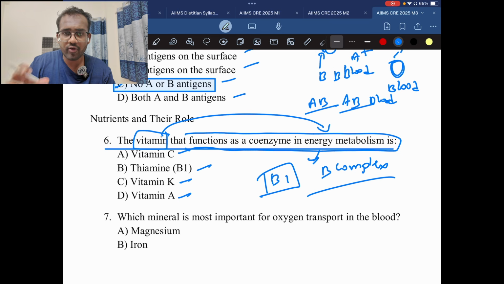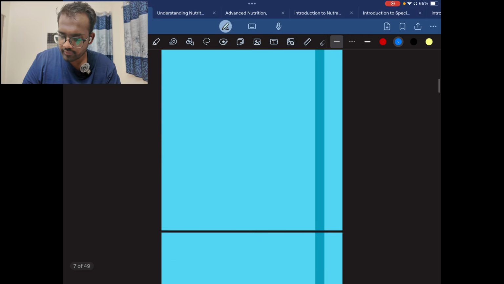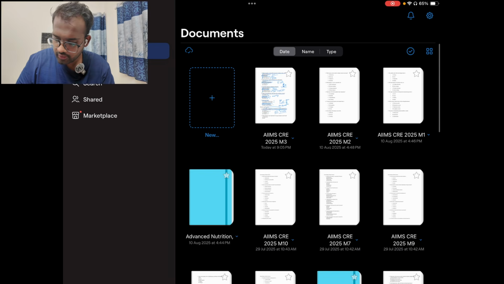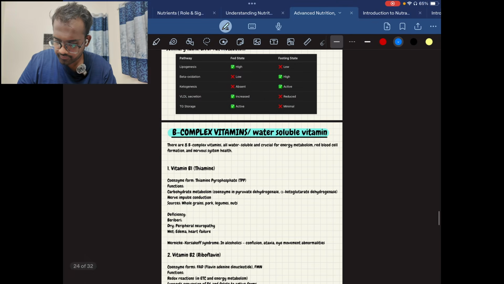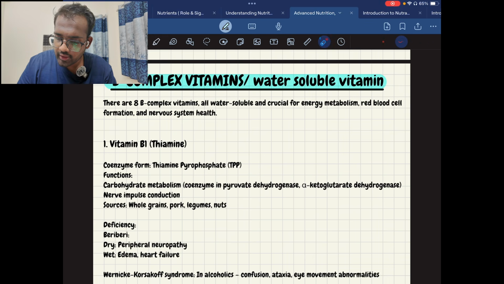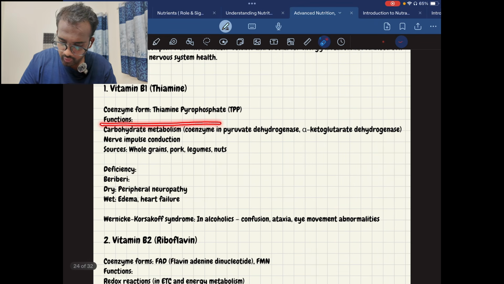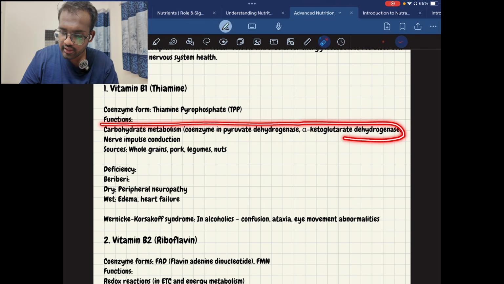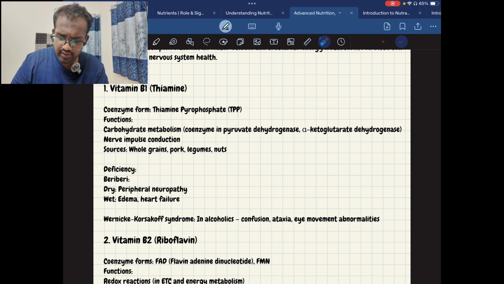Regarding these water-soluble B complex vitamins, I have mentioned them in detail in the notes. I will just go through it now. You can go into the advanced nutrition PDF. I've clearly mentioned what a water-soluble vitamin is and what B complex is, everything. Thiamine is called thiamine pyrophosphate, and it helps in carbohydrate metabolism, as a coenzyme for pyruvate dehydrogenase and alpha-ketoglutarate dehydrogenase. Everything I've mentioned in detail, very easy to understand.